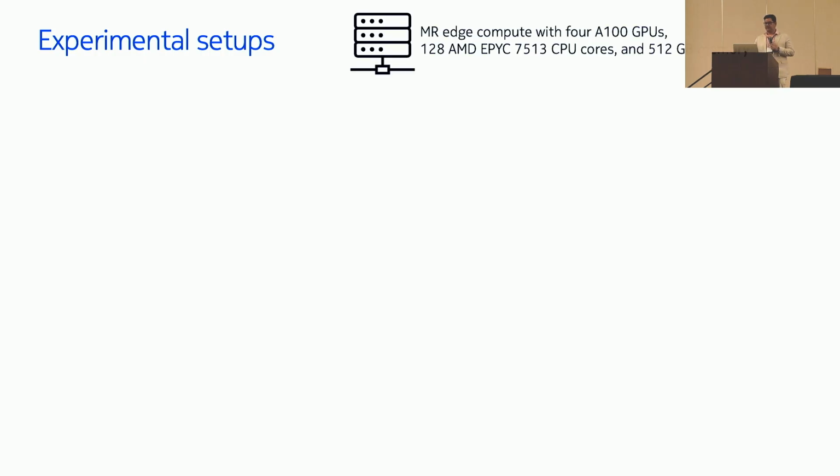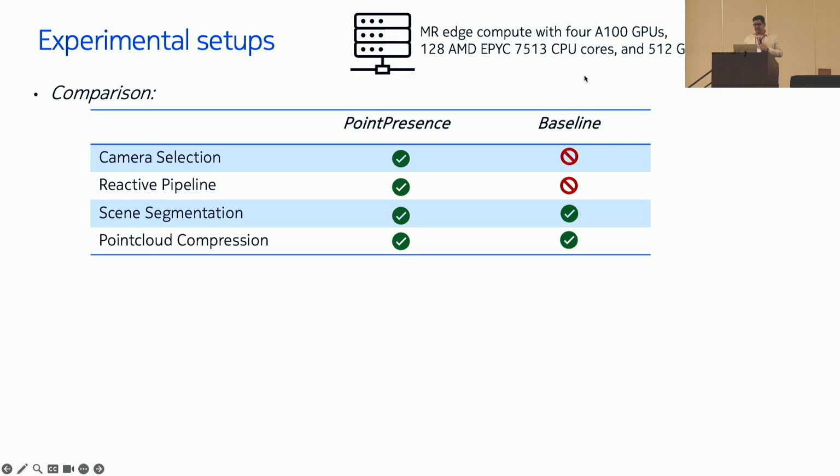For the experimental setup, we implement our system on an MRH compute with server grade specs, right? 4 A100 GPUs and 128 CPU cores and 512 memory. So we compare this PointPresence and baseline. Basically, PointPresence does everything, right? Camera selection, reactive pipeline, scene segmentation, point cloud compression. The baseline doesn't have camera selection and reactive pipeline. It just processes all the frames from all the cameras all the time.